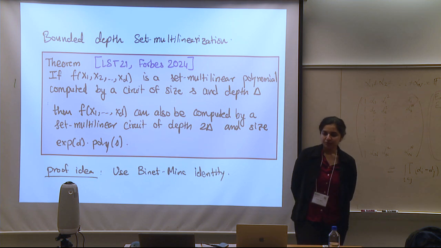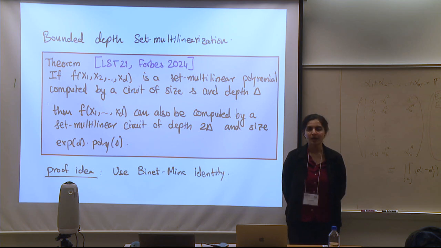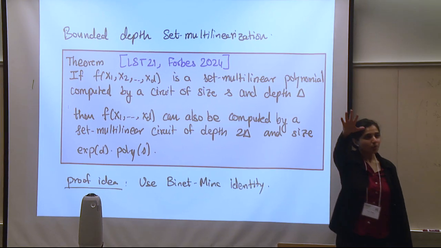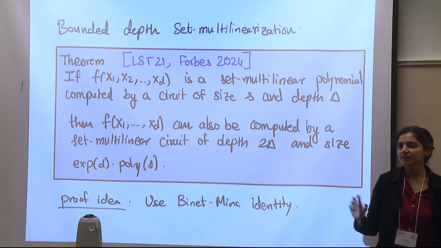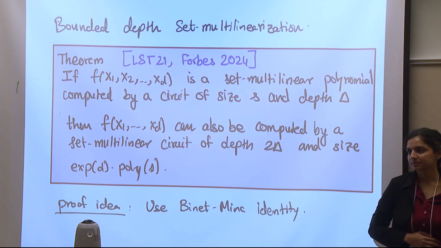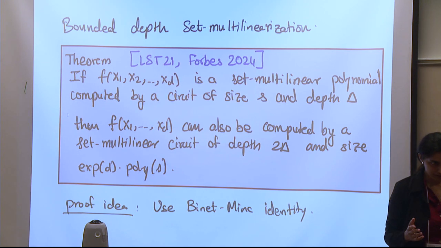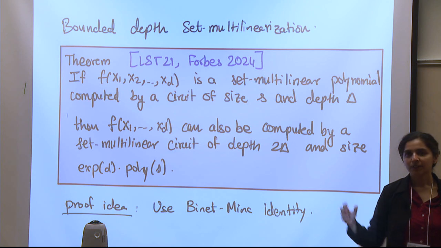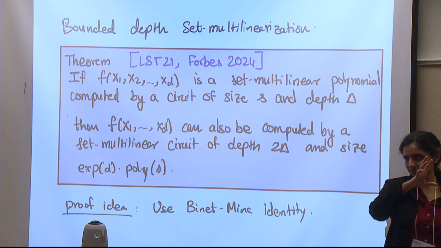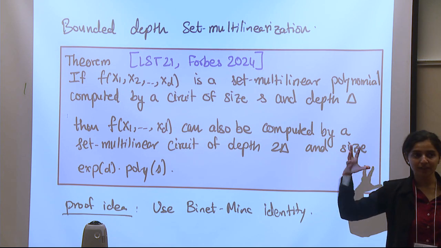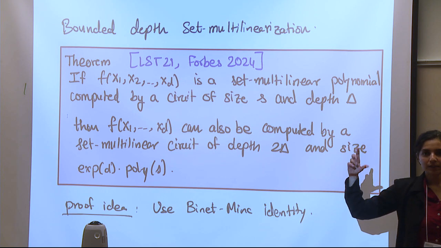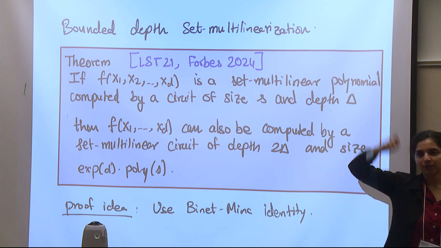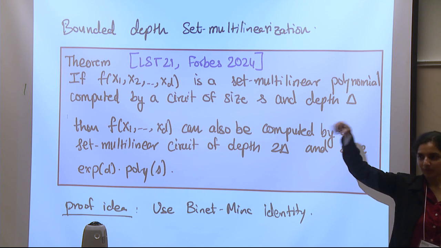Yet another kind of structure, set multilinear. I didn't even define what set multilinear is. I'm directly giving you a theorem, but you already know what set multilinear is. It's what iterated matrix multiplication is. So let me define it. A polynomial is said to be set multilinear if there is an underlying set of variables, like x1, x2, ..., xd, that we had in the IMM setting. And the polynomial has the property that every monomial in it uses exactly one variable per matrix, or per set of variables.